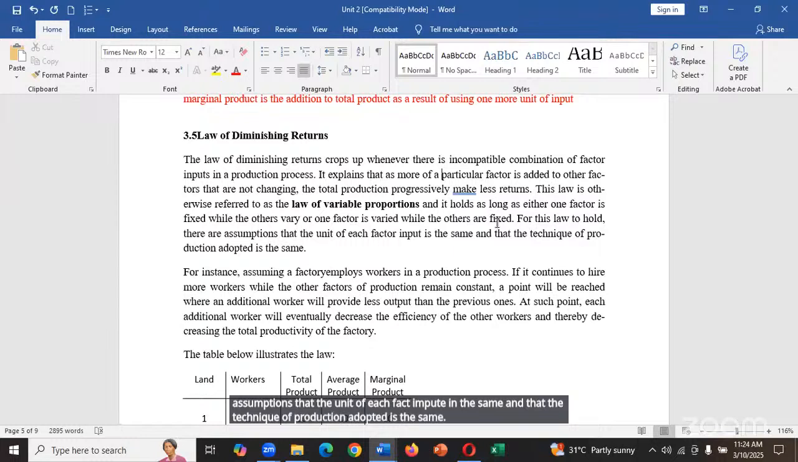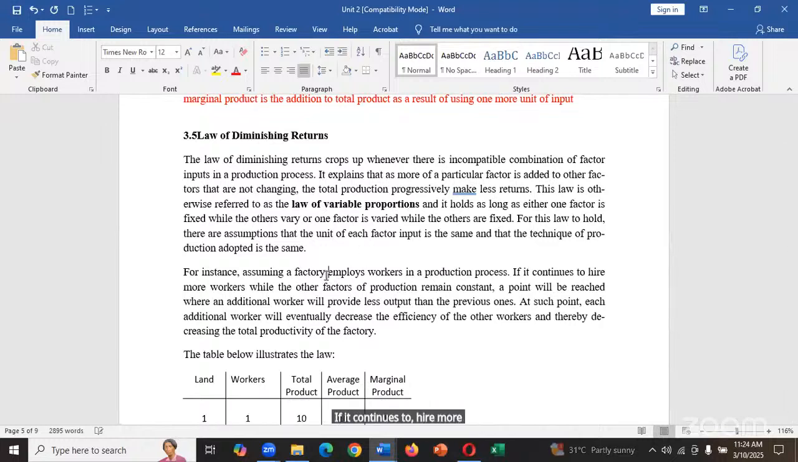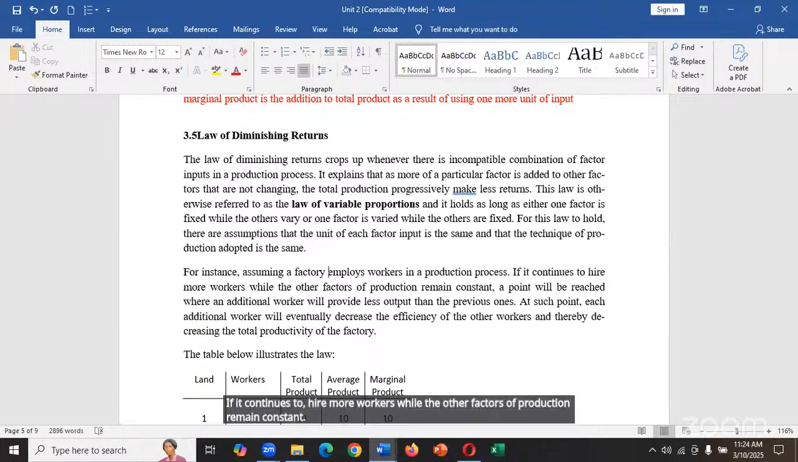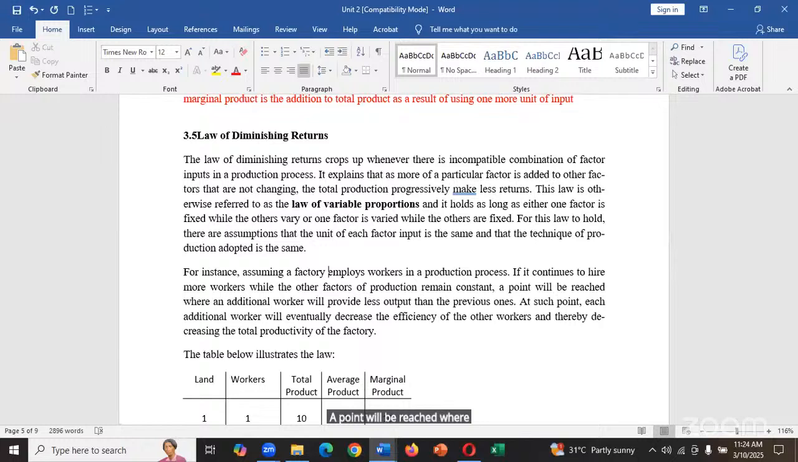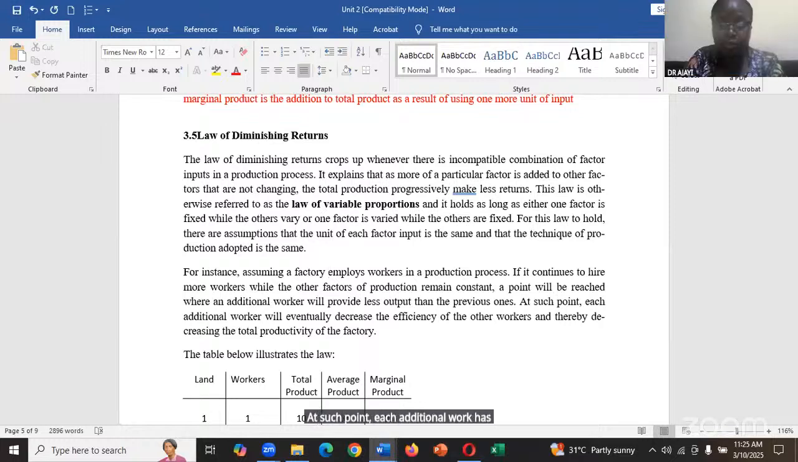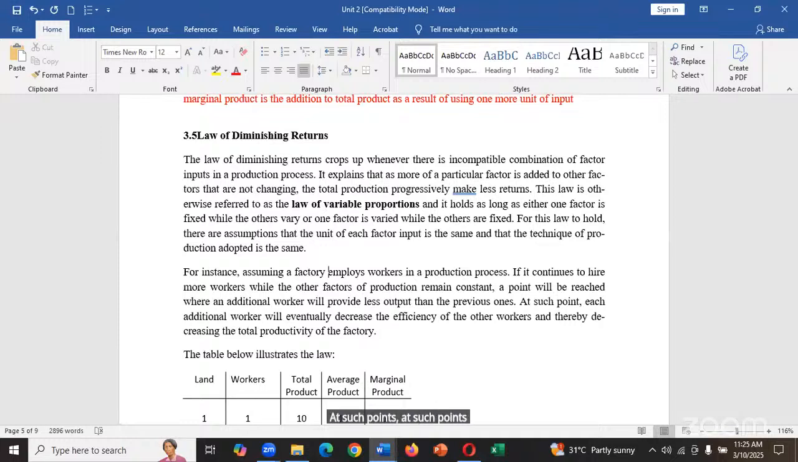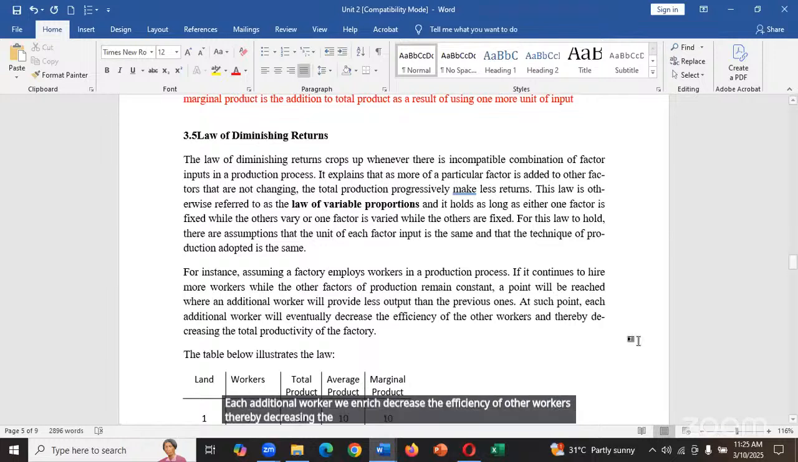For instance, assuming a factory employs workers in a production process, if it continues to hire more workers while the other factors of production remain constant, a point will be reached where an additional worker will provide less output than the previous ones. At such points, each additional worker will eventually decrease the efficiency of other workers, thereby decreasing the total productivity of the factory.